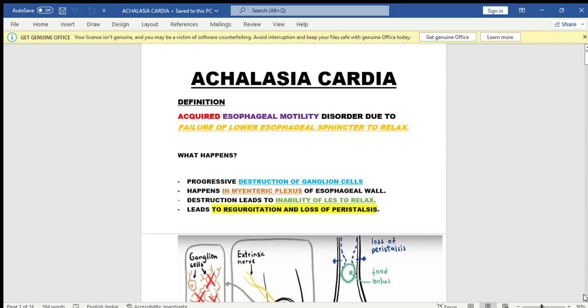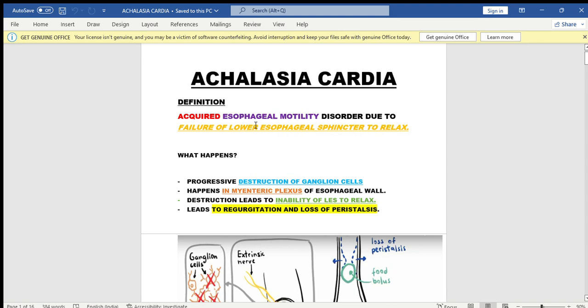Right. So Achalasia Cardia. Now what does Achalasia Cardia mean? You need to remember that it is basically an acquired condition where there is some problem with the motility of the esophagus. So it is an acquired esophageal motility disorder where there is failure of the lower esophageal sphincter to relax.